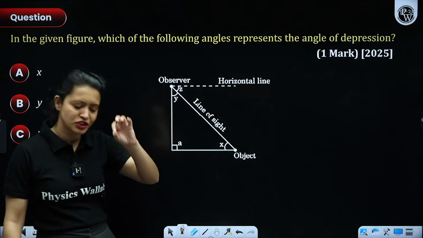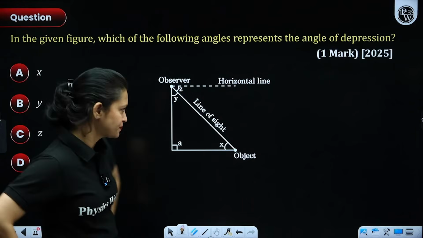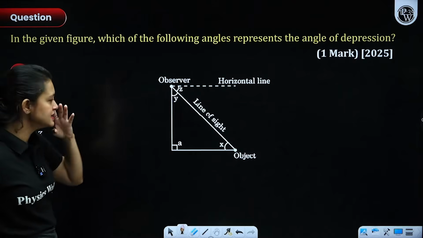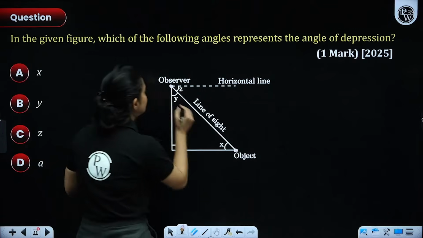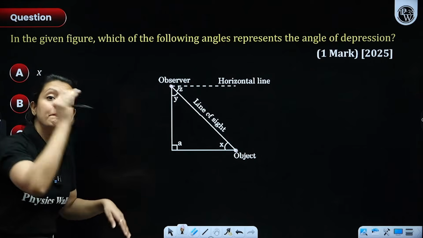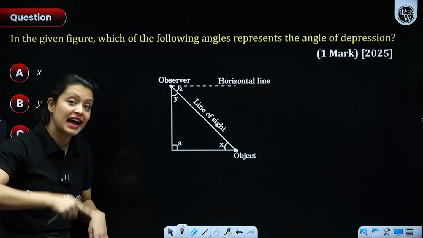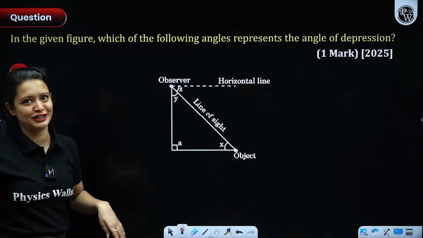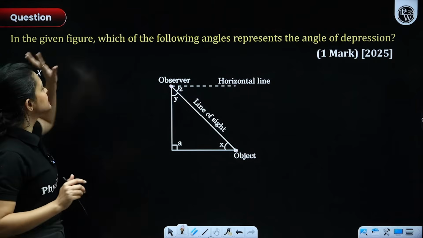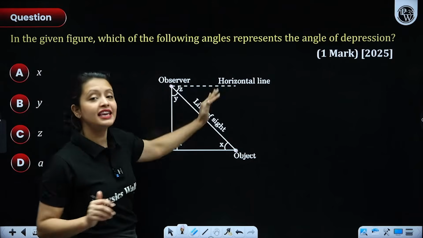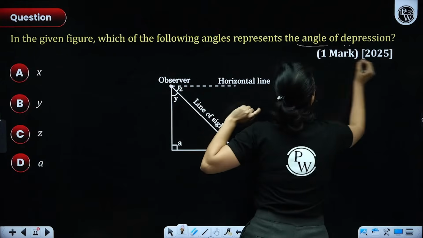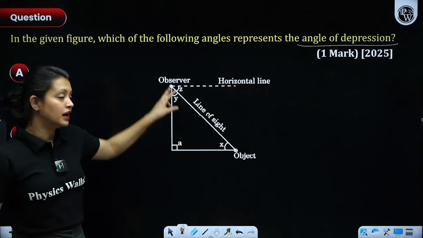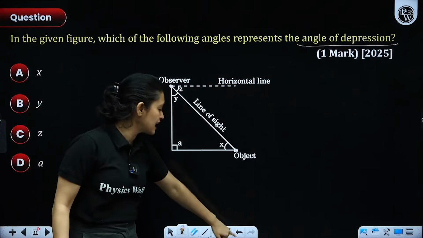It's a 1-marker question, a very easy one at that. You are given a figure here, guys. You can see that the observer is here and the object is here. So the object is lying below the observer. When that happens, angle of depression is always formed, right? So they are simply asking you to tell which angle represents the angle of depression. That's it. The different angles are mentioned here. You have to tell which angle is the angle of depression.